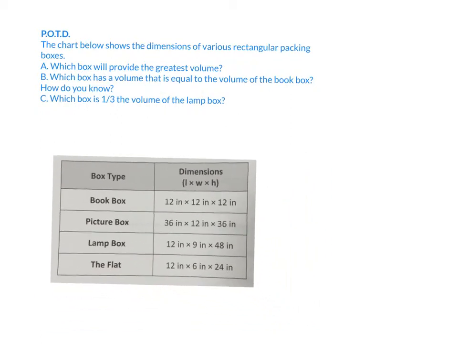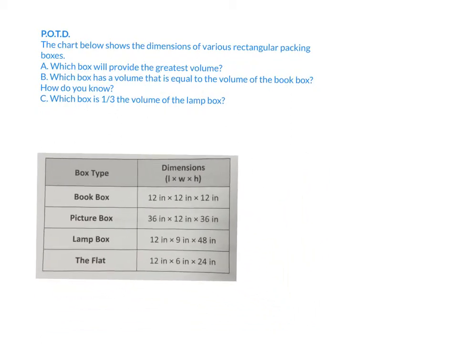Well, in order to figure that out, we have to figure out the volume of each box. Don't you think? Okay. How can we find out the volume of the book box? Let's do that one first. The book box. Well, we have to multiply the length times the width times the height. What's 12 times 12? 144. So this is the same thing as 144 times 12. Do you agree?